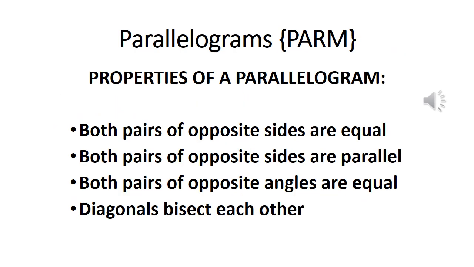The next thing that we are going to revise is the properties of a parallelogram. The first one is that both pairs of opposite sides are equal. The second is that both pairs of opposite sides are parallel. The third is that both pairs of opposite angles are equal. And the last one is that the diagonals bisect each other.